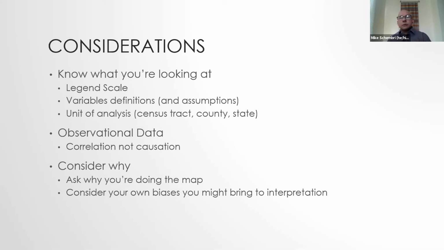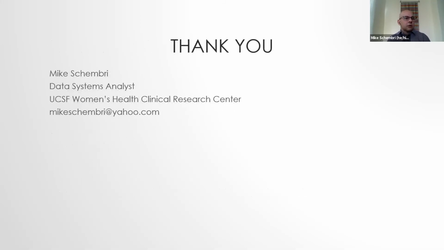So we were looking at associations within census tract, not household level associations. This is all observational data, so we can't really determine causation per se, but it's really rich observational data. And then always, when you're doing a map, consider why you're doing the map, what you expect to find, how you'll interpret it, and then always be thoughtful about what biases you might bring to the interpretation. So I will stop there, and I think that finishes us up.